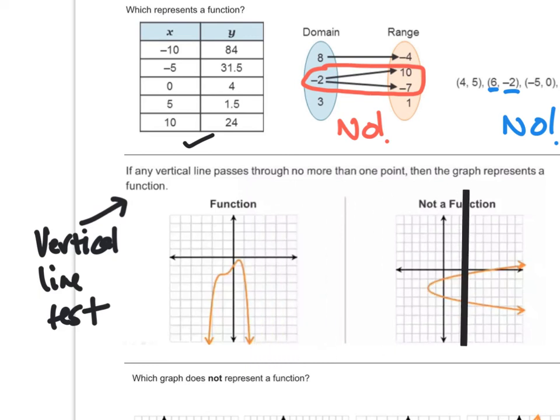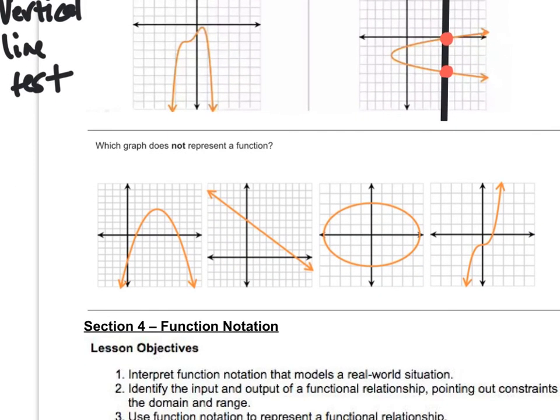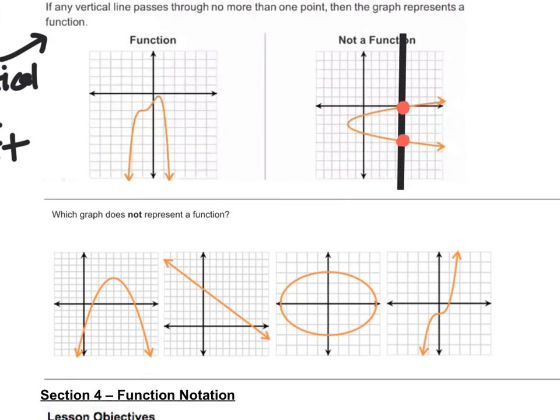But over here, notice how it intersects the graph twice. That means that we don't have a function. So if you put this line here, you go, all right, well, I have two different y values for one x value. That's not a function. Make sense? Okay.